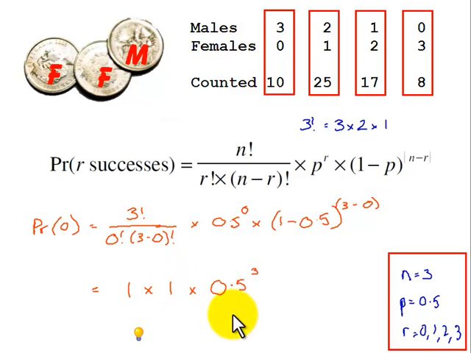So simplifying this equation, we've got 3 factorial divided by 3 factorial gives us 1. 0.5 to the power of 0 is 1, because any number to the power of 0 is 1. And then we've got 0.5 to the power of 3, and 0.5 to the power of 3 is 0.125. So the probability of getting no females in a clutch of 3 eggs, if the chance of males and females is equal at 50%, is 0.125, or 1 chance in 8.